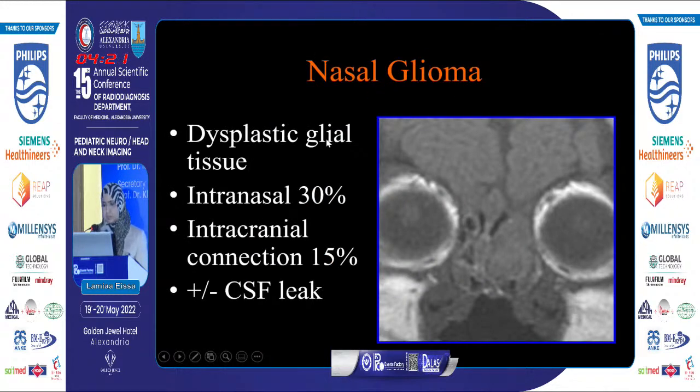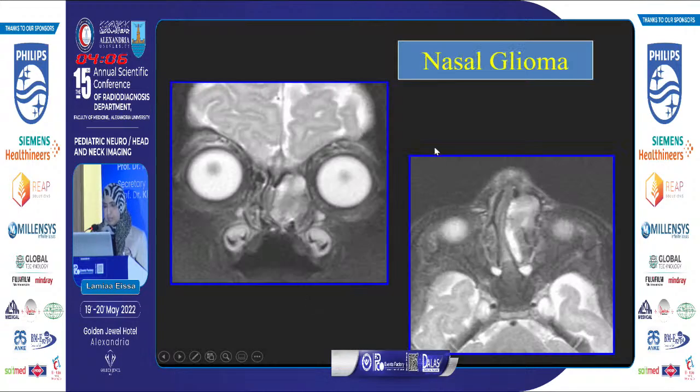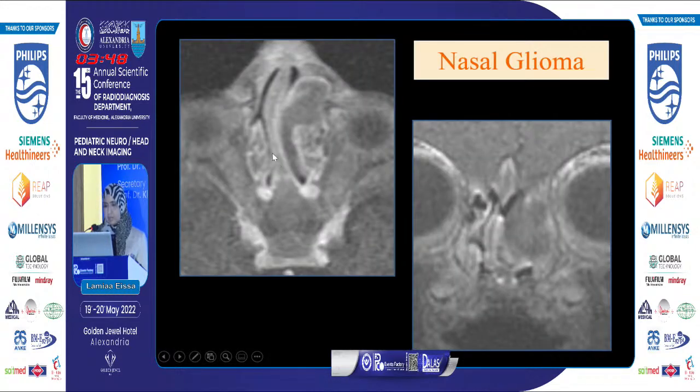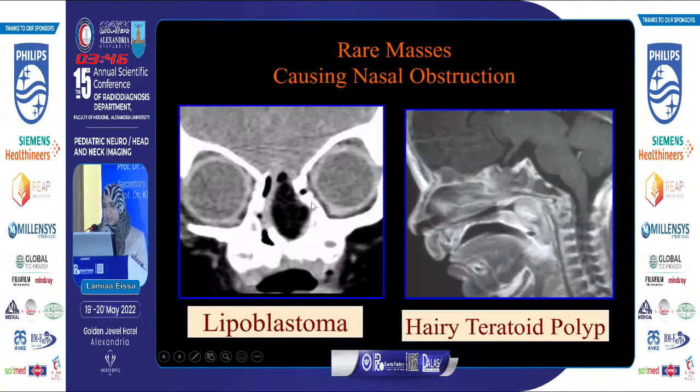Also, the nasal glioma means dysplastic glial tissue, intranasal in 30% of overall gliomas. Intracranial connection is found in 50%, and in these cases the diagnosis is easy, maybe or may not be associated with CSF leak. The nasal glioma can be readily diagnosed because it's presenting in the neonatal age, which means it has developed in the neonatal period. It has a signal and enhancement pattern like the brain and a gyriform appearance, and it is not enhanced and maybe surrounded by enhancing mucosa of the nasal cavity.